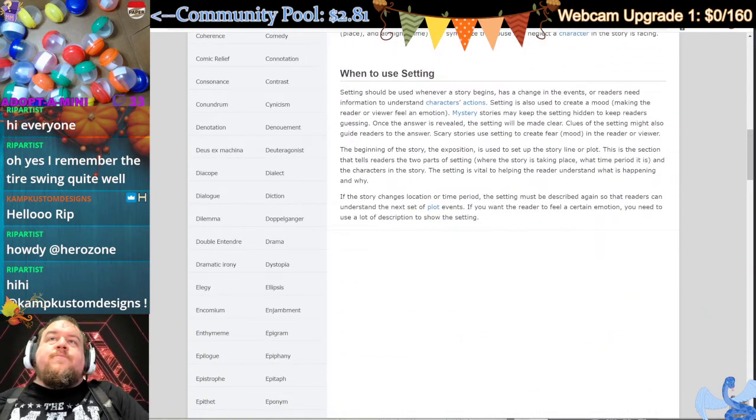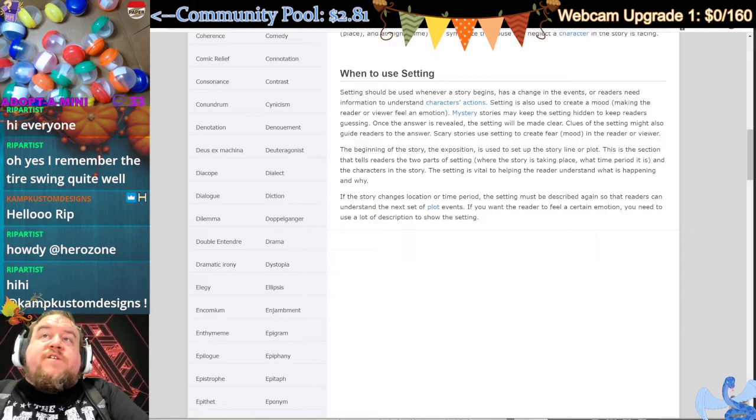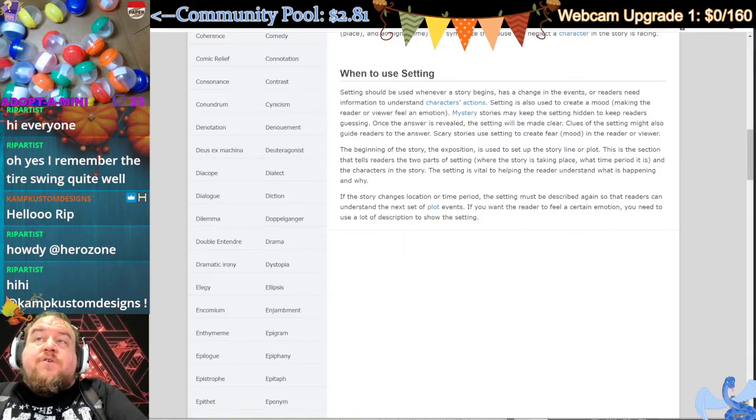Settings should be used whenever a story begins, has a change in the events, or readers need information to understand characters' actions. Setting is also used to create a mood, making the reader or viewer feel an emotion. Mystery stories may keep the setting hidden to keep readers guessing. Once the answer is revealed, the setting will be made clear. Clues of the setting might also guide readers to the answers. Scary stories use setting to create fear, mood, in the reader or viewer.